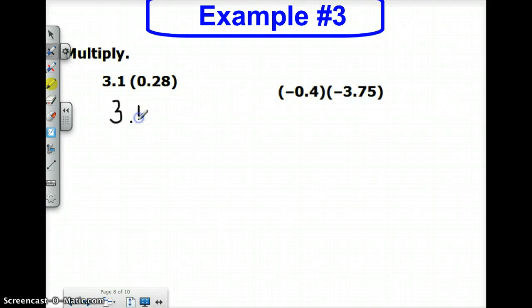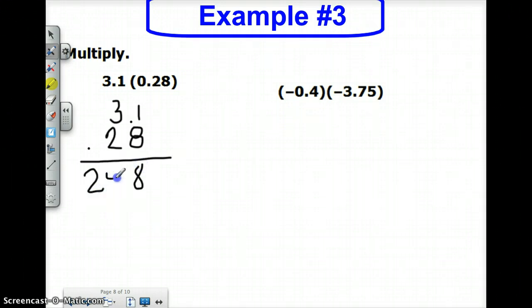3.1 times 28/100. Right now, you're going to multiply these numbers as if they were whole numbers. 8 times 1 is 8. 8 times 3 is 24. I'm done with the 8. I like to draw an X through it when I'm done, and when I see an X, I know I need to put a 0 underneath. 2 times 1 is 2. 2 times 3 is 6.